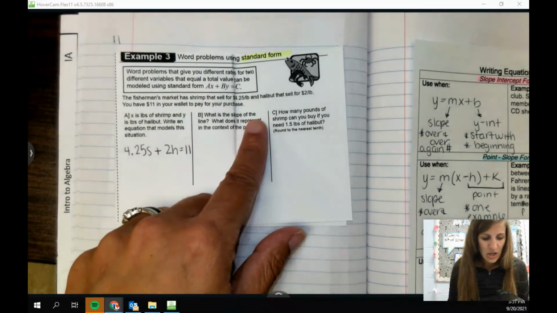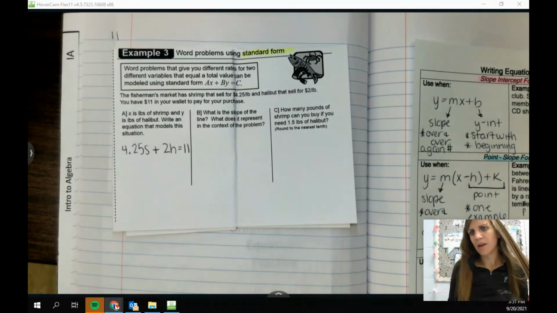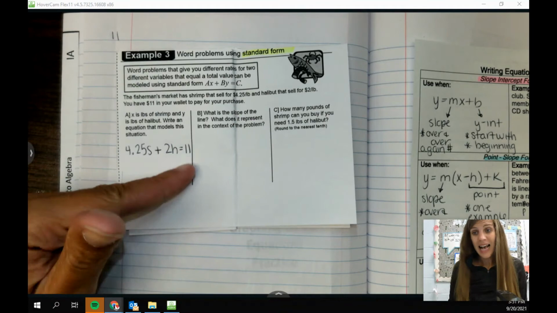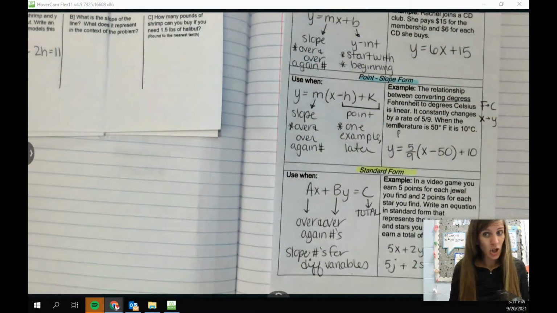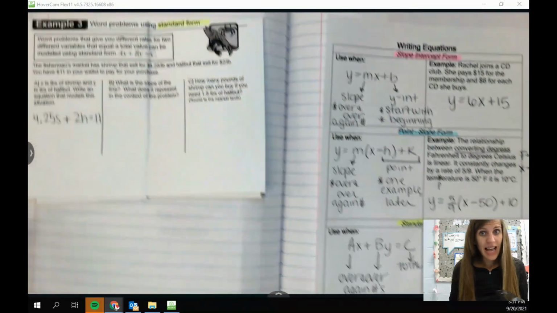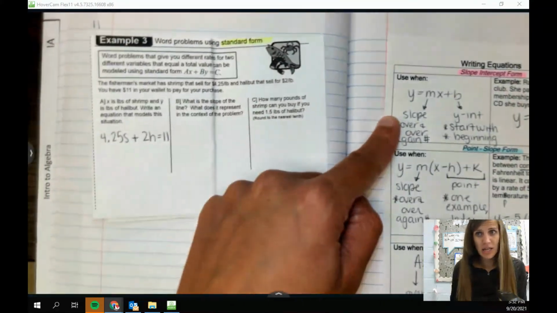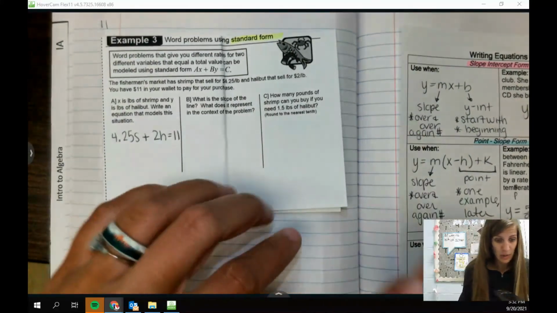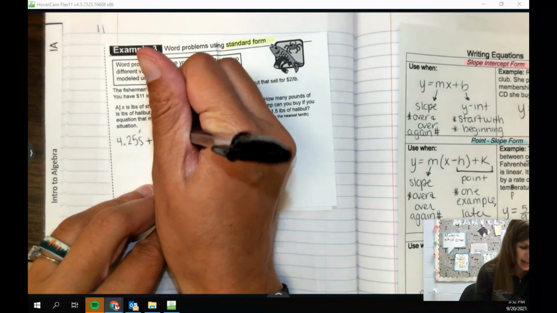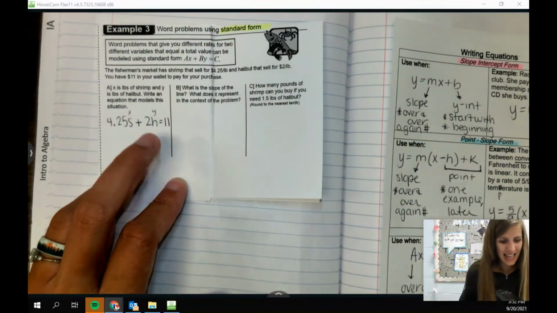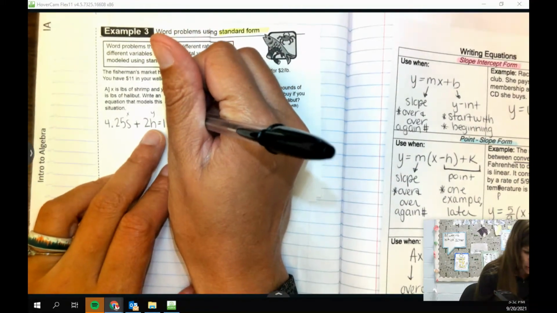Part B, what is the slope of the line? What does it represent in the context of the problem? Well, right now, this is in standard form. And standard form doesn't show me the slope. I have to be in one of the other 2 forms. And kind of the easiest form to get to is slope-intercept, y equals mx plus b. So keeping in mind, and I guess this is why we had to call it x and y, that halibut is y, we're going to solve for h.